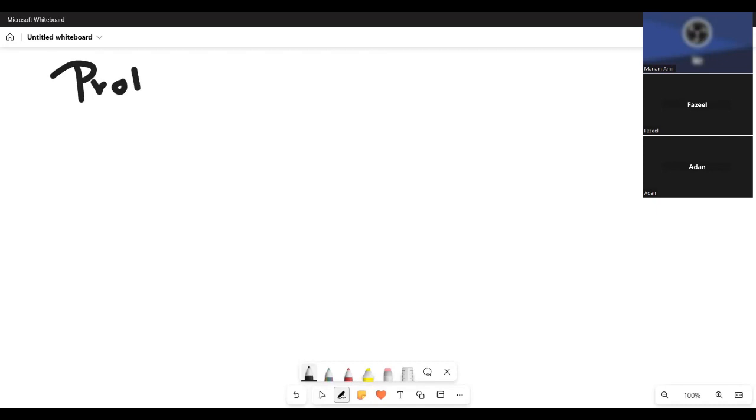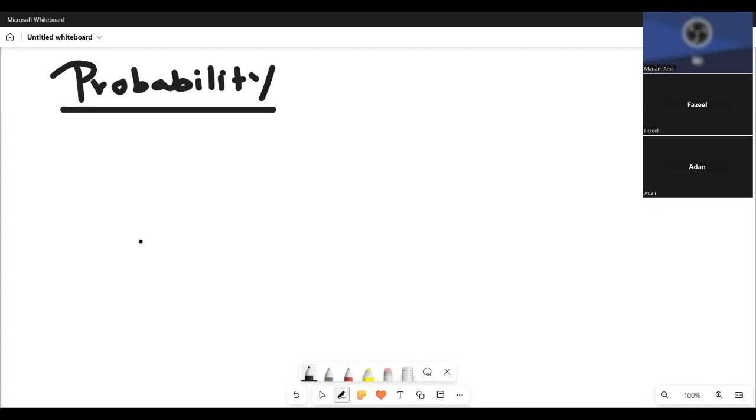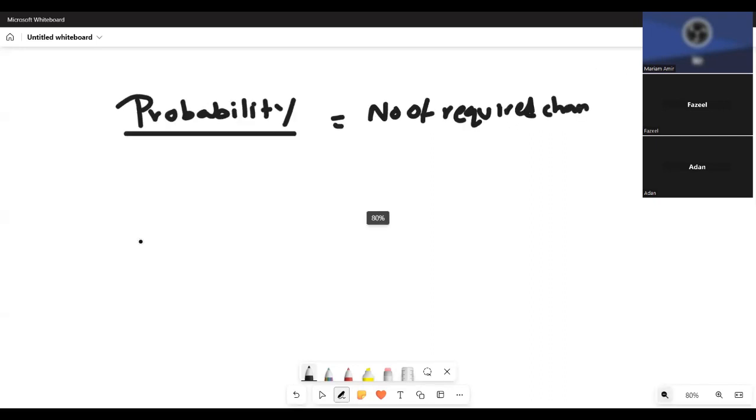Probability today. So the basic definition of probability is the same as the O-level definition, which is probability equals number of required chances upon total number of chances.